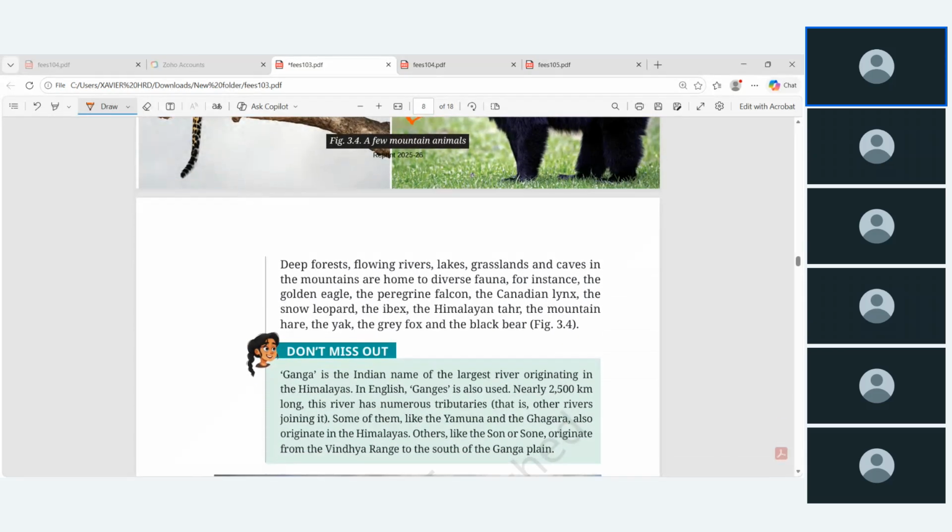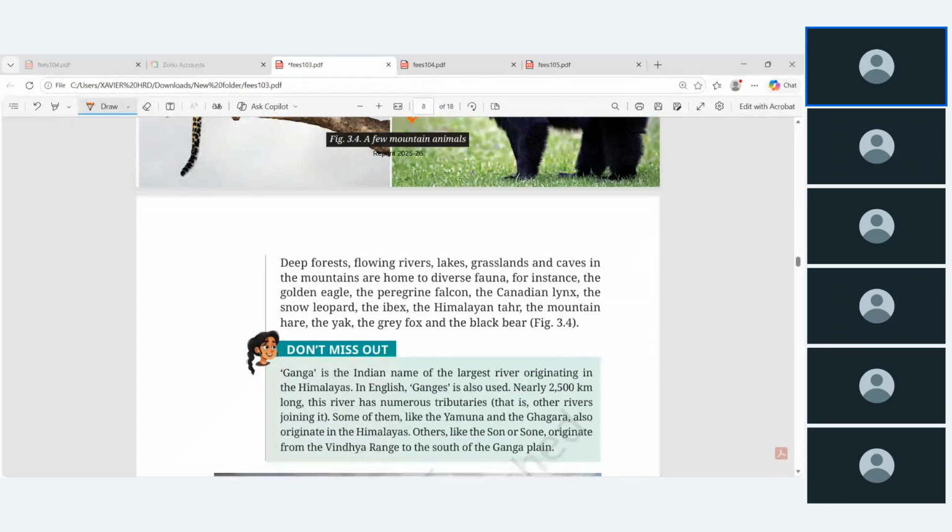The mountains are home to diverse fauna, for instance the golden eagle, peregrine falcon, Canadian lynx, and snow leopard. The snow leopard, we already saw least concern, but the snow leopard is in the vulnerable category, as just mentioned. Then Himalayan tahr and mountain hare.